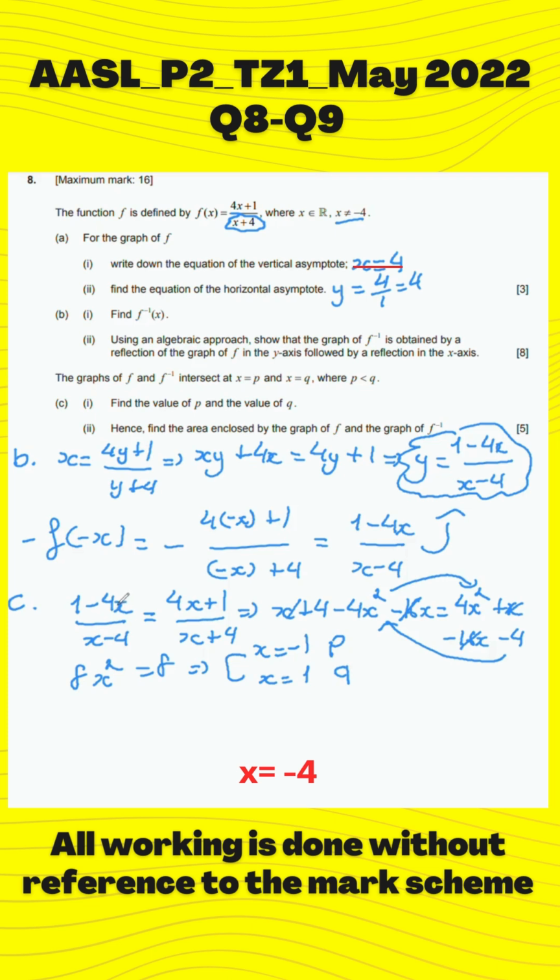Okay, now we need to find the area enclosed by f and the inverse of f. So it will be the integration from P to Q, that means from negative 1 to 1 of the absolute value of the function minus the inverse. We know the function of f and we know the function of the inverse. So just put everything into the calculator and our answer will be 0.675. Don't forget the absolute value.